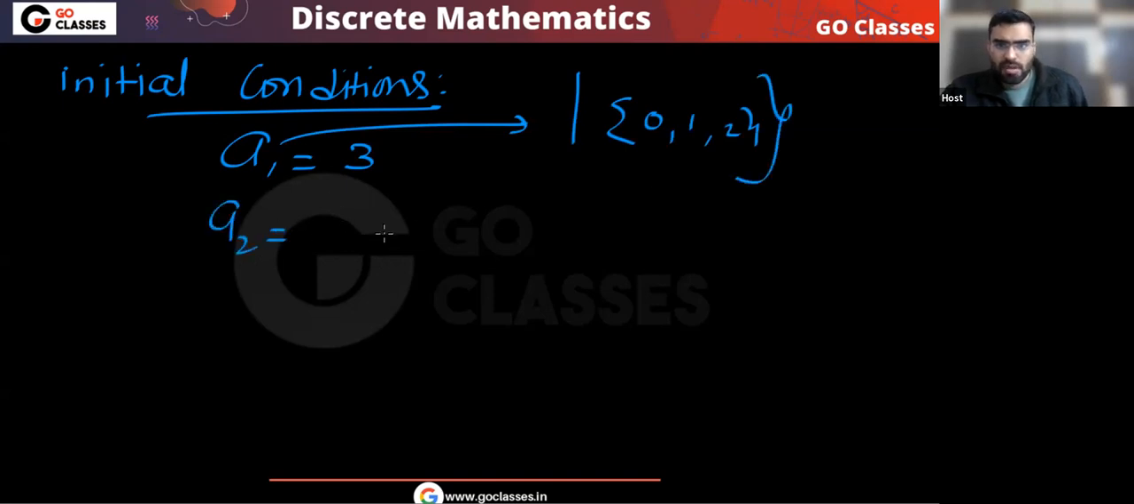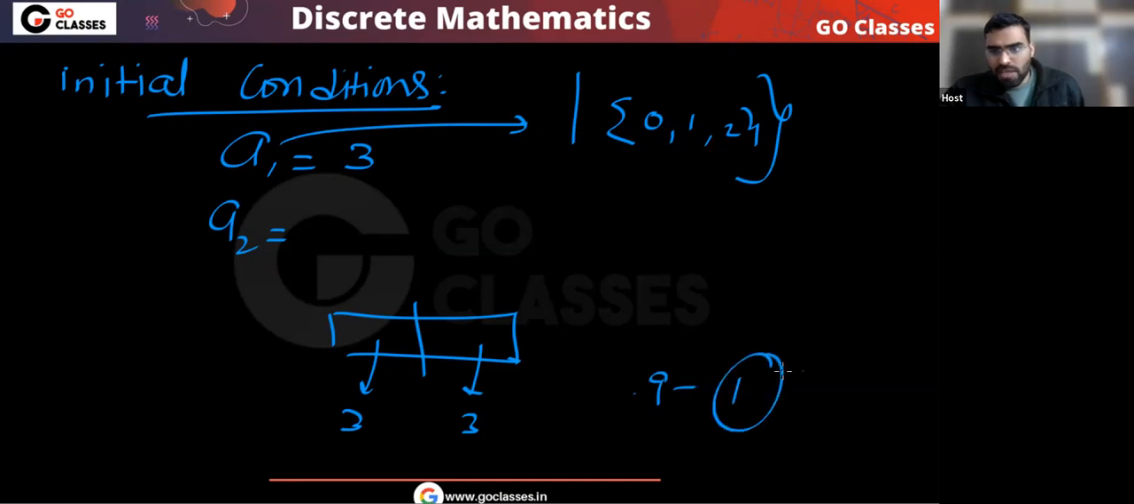And what is a_2? Here you can have everything except 0, 0. Apart from 0, 0, you can have anything. You have three choices for each position, so in total 3 times 3, that is 9. Then 9 minus 1, where this minus 1 is due to 0, 0. So a_2 is 8.